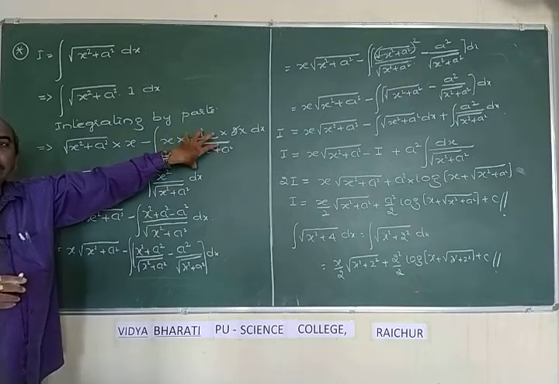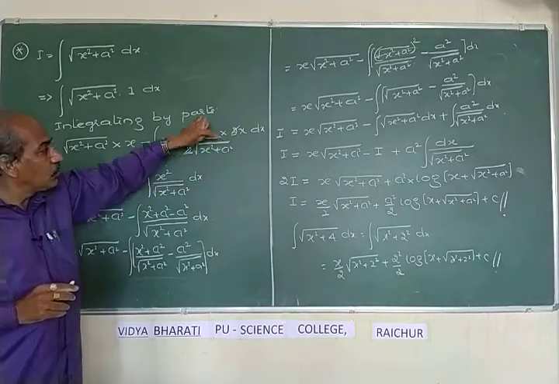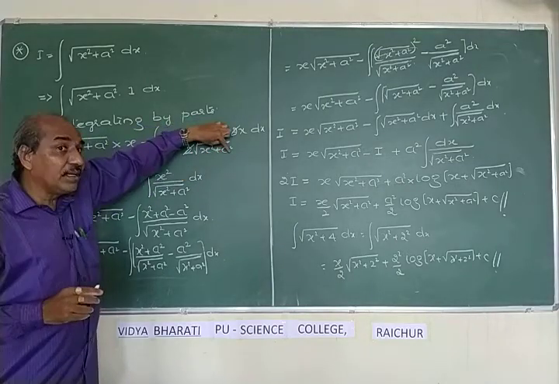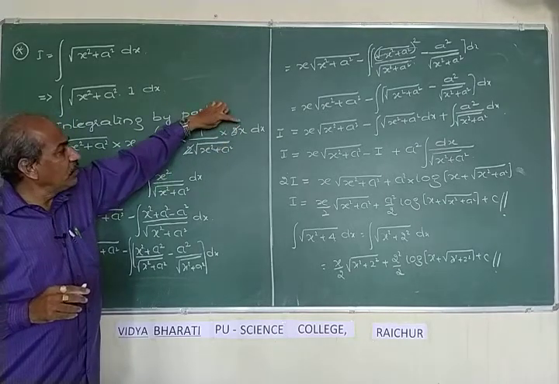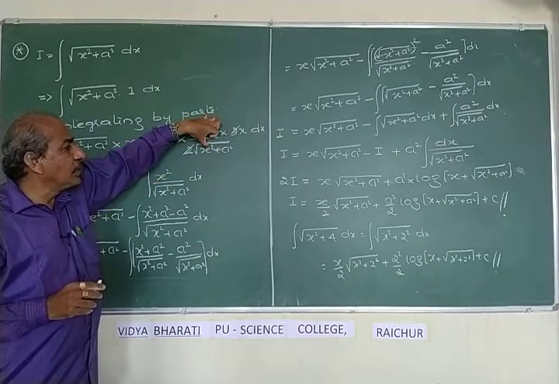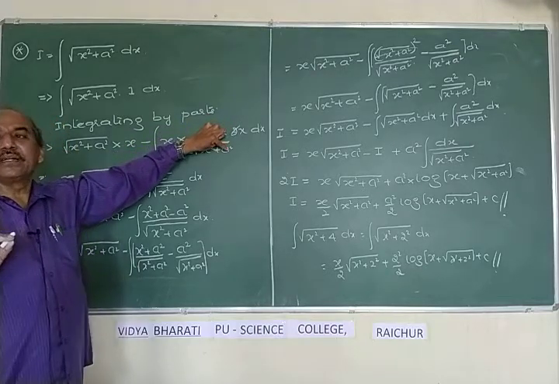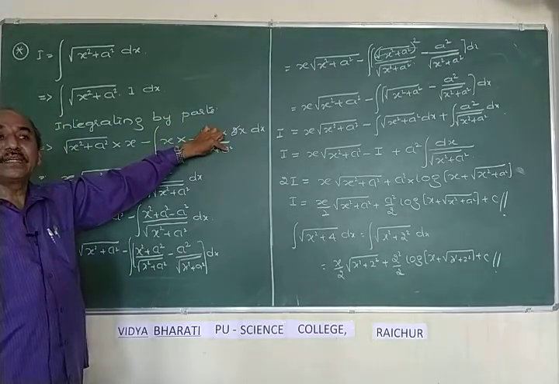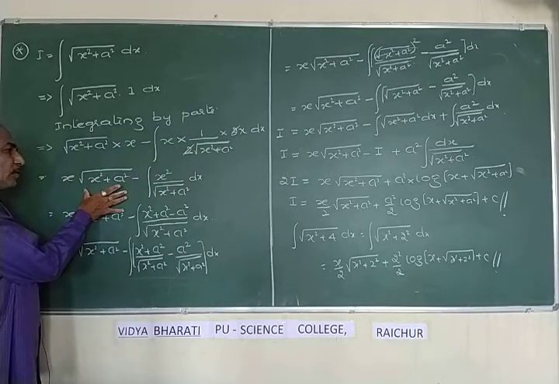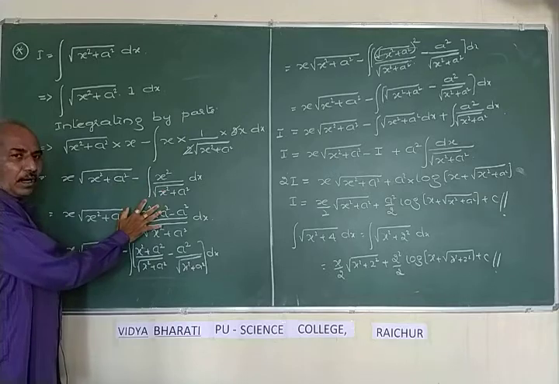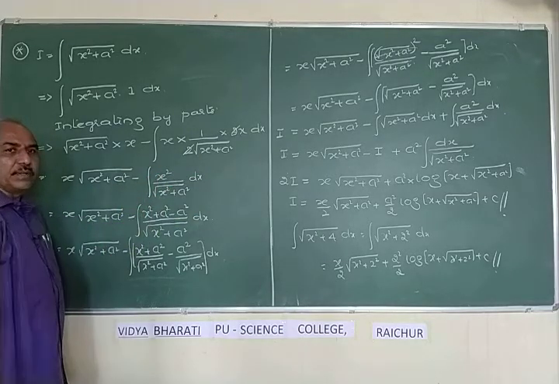I am applying the usual formula: 1 by 2 into root of x square plus a square into d by dx of what you have other than x, that is x square plus a square. When you differentiate, this will be 2x. You should not write this as 2a; a is a constant, therefore its derivative is 0. Now, x into root of x square plus a square minus integral of x square by root of x square plus a square into dx, it remains.